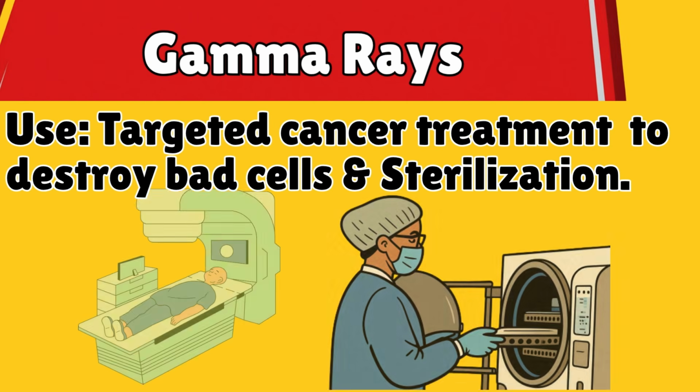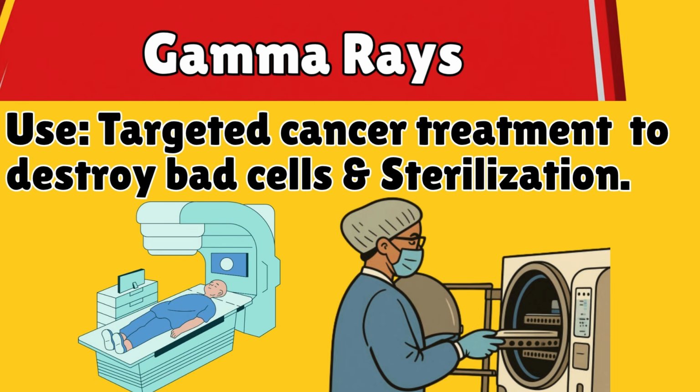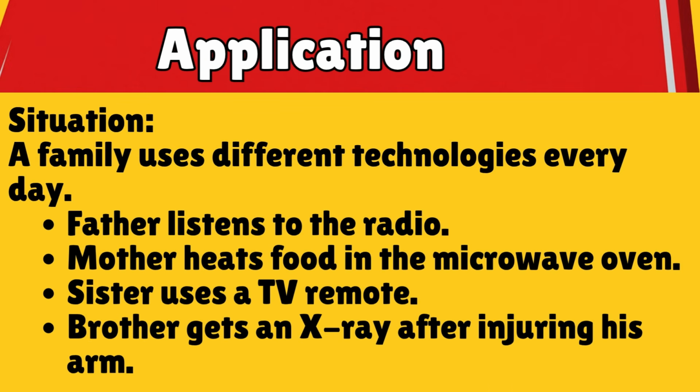What are the uses of gamma rays? It is used in cancer treatment, or what we call radiotherapy, to destroy bad cells, and it is also used in sterilization. For our application, we have a situation.